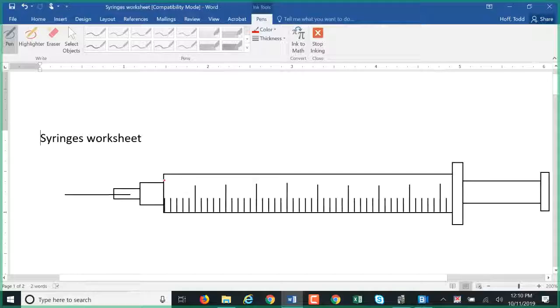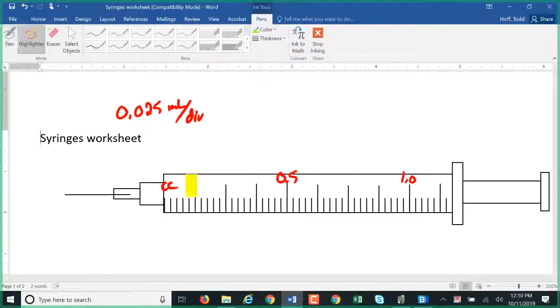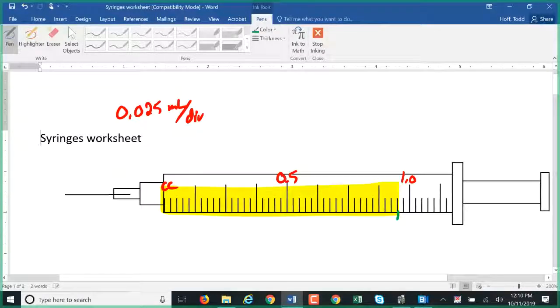So let me label this again. So we know that that is 0.025 milliliters per division. So if I fill it, counting up by 0.025 is not something I want to try to do. So what I try to figure out is how many divisions does it take to make 0.1? Well, 4 divisions would be 0.1.